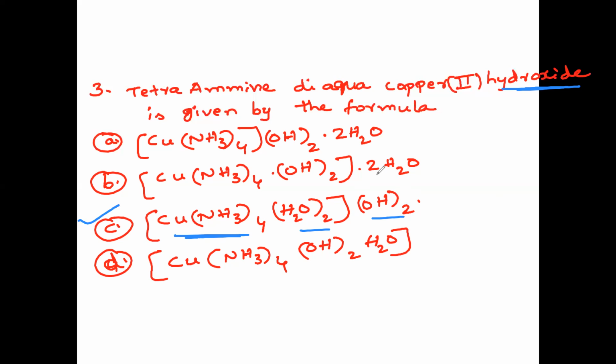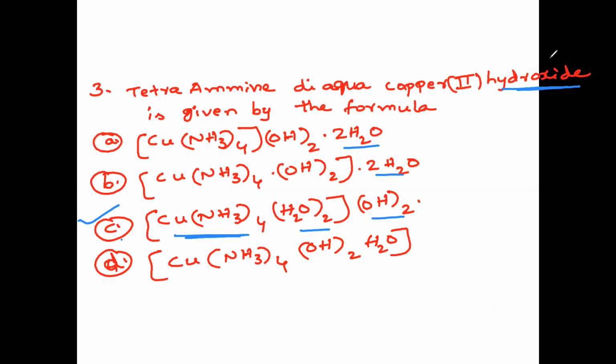So the answer should not be 2H2O. If it is 2H2O, we have written only water, that is copper to water. So that's why this is the answer. 100% it is the answer. So the third option. So this is the second model. It is tetraamminediaquacopper(II) hydroxide.